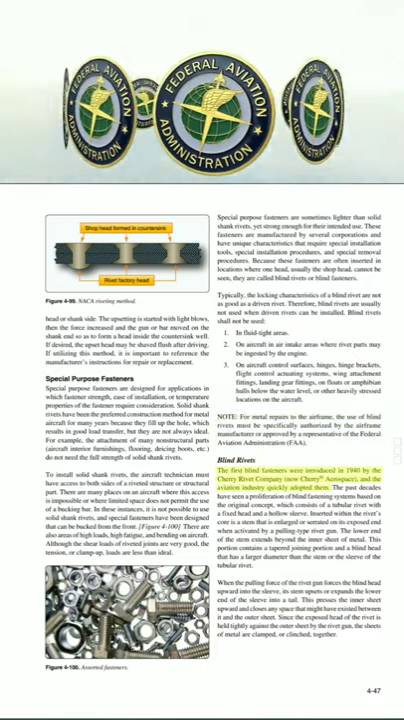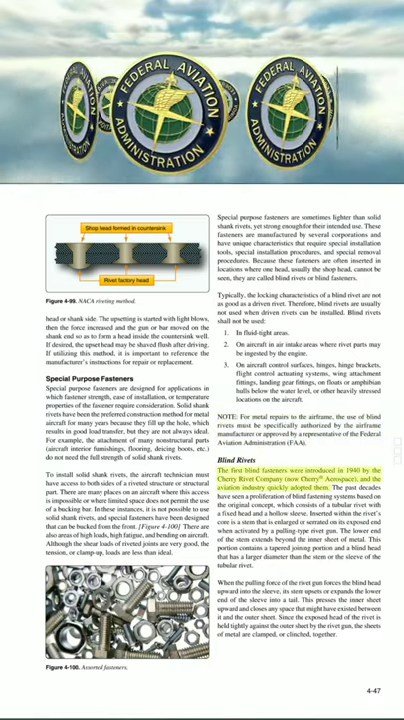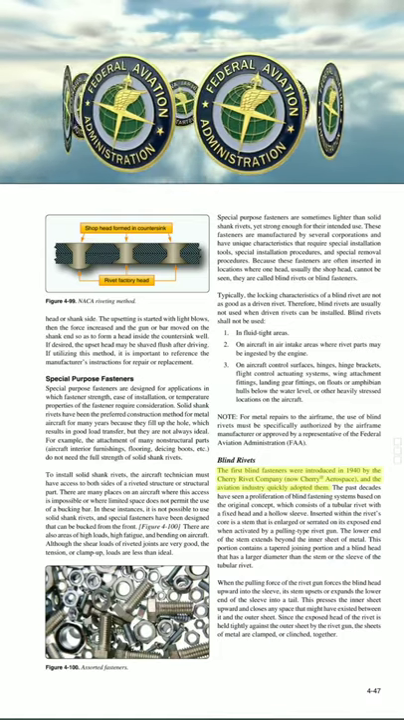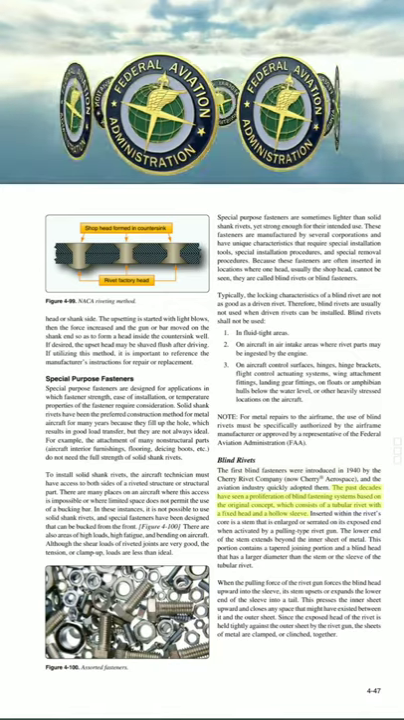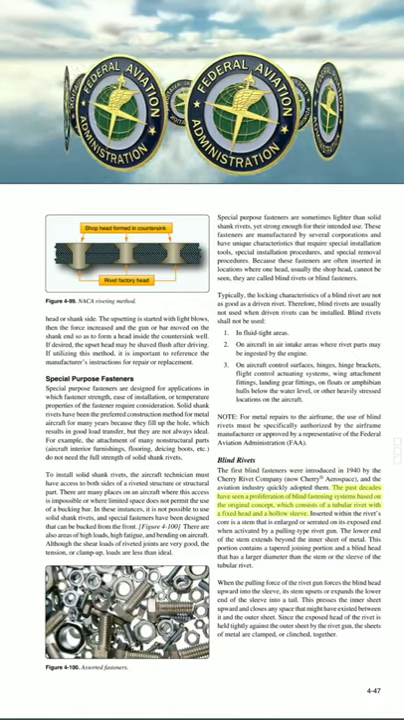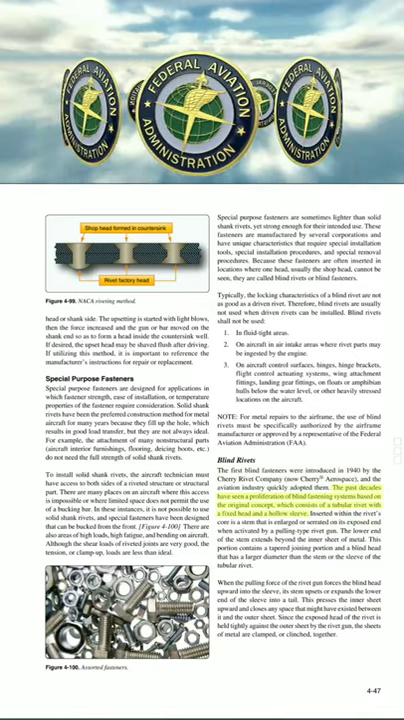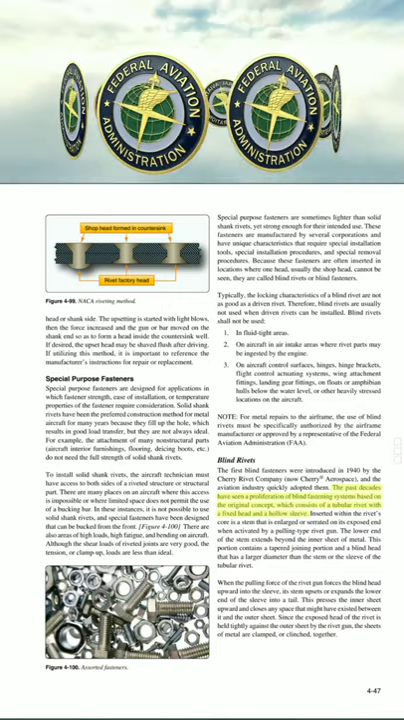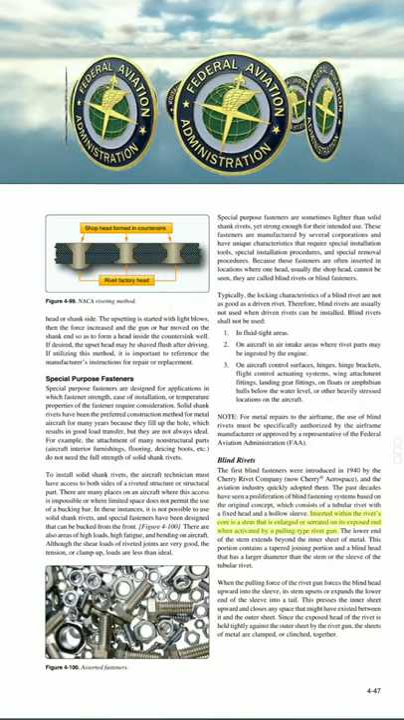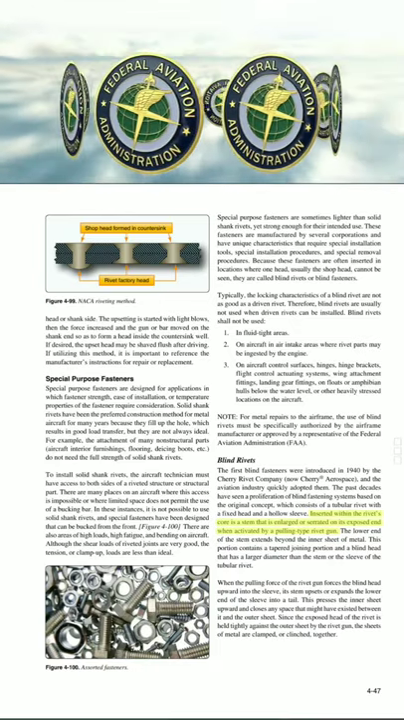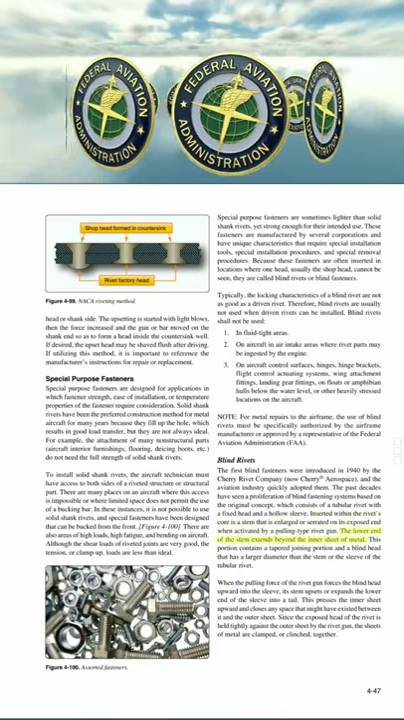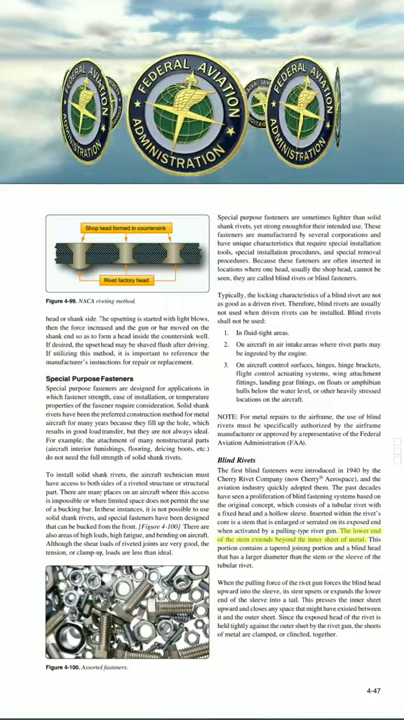Blind rivets. The first blind fasteners were introduced in 1940 by the Cherry Rivet Company, now Cherry Aerospace, and the aviation industry quickly adopted them. The past decades have seen a proliferation of blind fastening systems based on the original concept, which consists of a tubular rivet with a fixed head and a hollow sleeve. Inserted within the rivet's core is a stem that is enlarged or serrated on its exposed end when activated by a pulling-type rivet gun. The lower end of the stem extends beyond the inner sheet of metal.